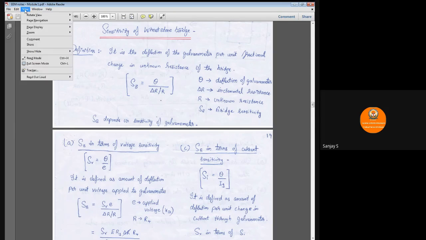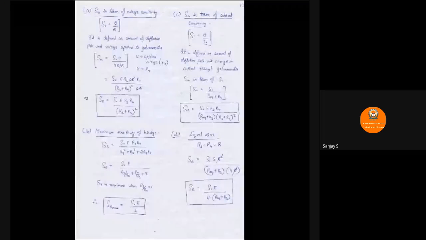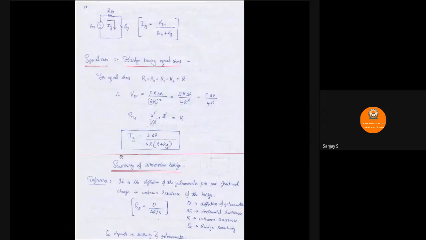So as per the definition, sensitivity of Wheatstone bridge is nothing but deflection of the galvanometer per unit fractional change in the unknown resistance of the bridge. So bridge sensitivity is denoted by S subscript B. So SB is equal to theta divided by delta R by R, where theta is the deflection of the galvanometer, delta R is the incremental resistance, capital R is the unknown resistance, and SB is the bridge sensitivity.